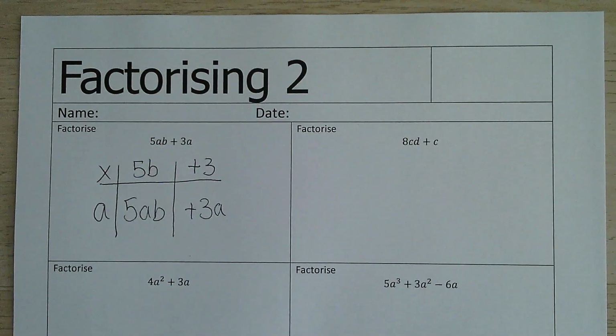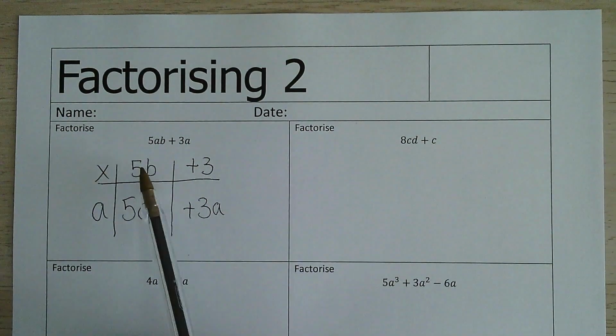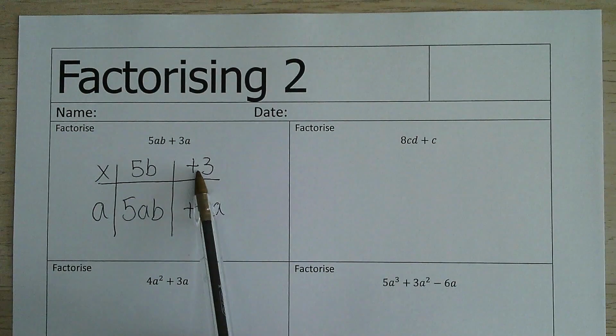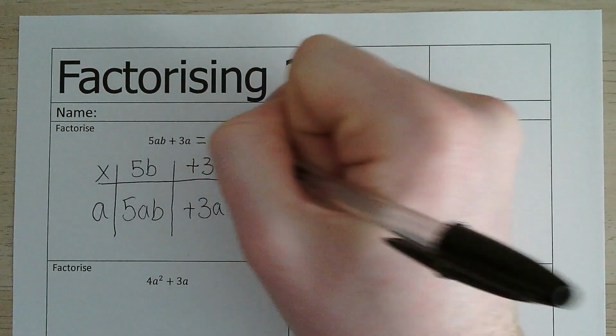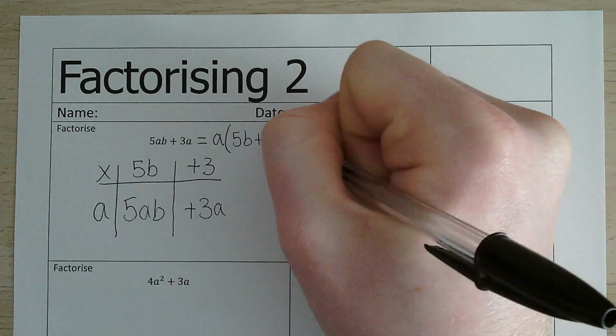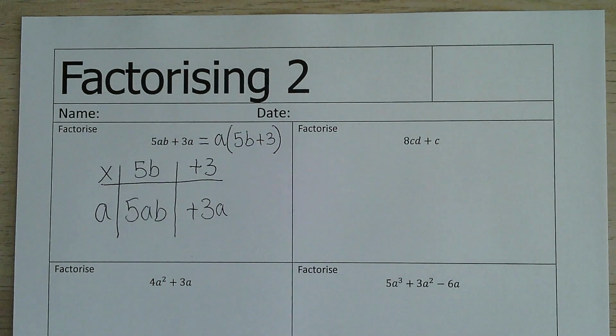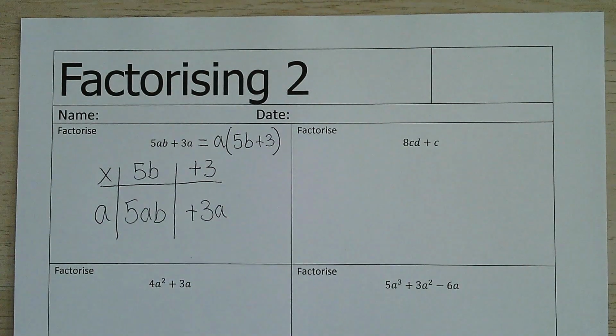Once our grid method is complete, it's really important that we write down the final answer, and that's going to be the term on the left on the outside of the bracket and the terms at the top on the inside of the bracket. So the final answer is a, open bracket, 5b plus 3, close bracket. On to the next question.